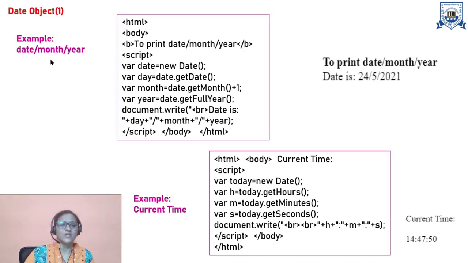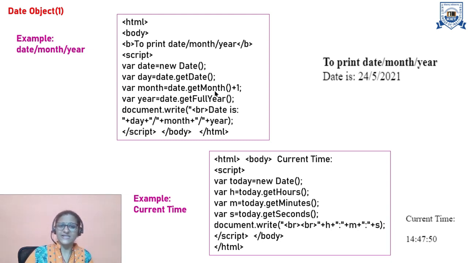Next one is to display date, month, and year. In this case, again, we have made a variable and we have provided the features of the date. Now, as date has got all the features of the date, we can retrieve anything from this date. We have made a variable day, and in the day we have kept date.getDate. Get date will be kept in day.